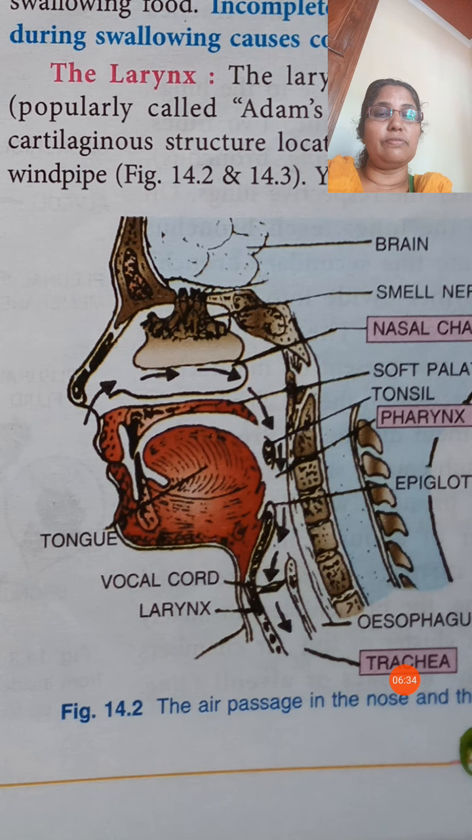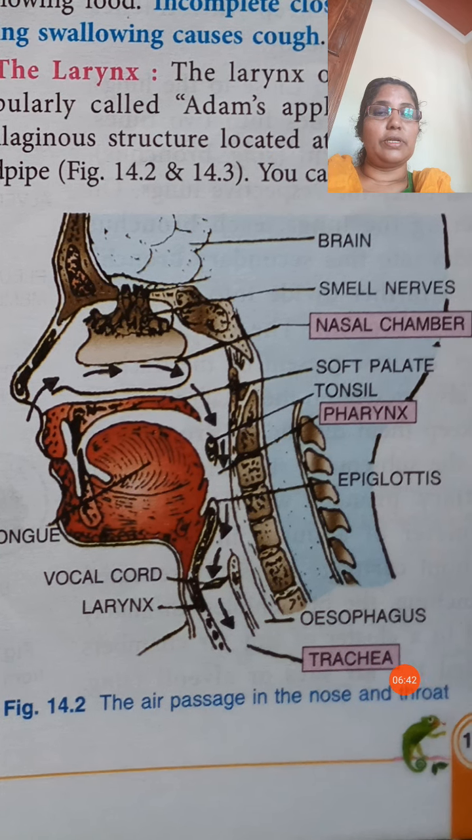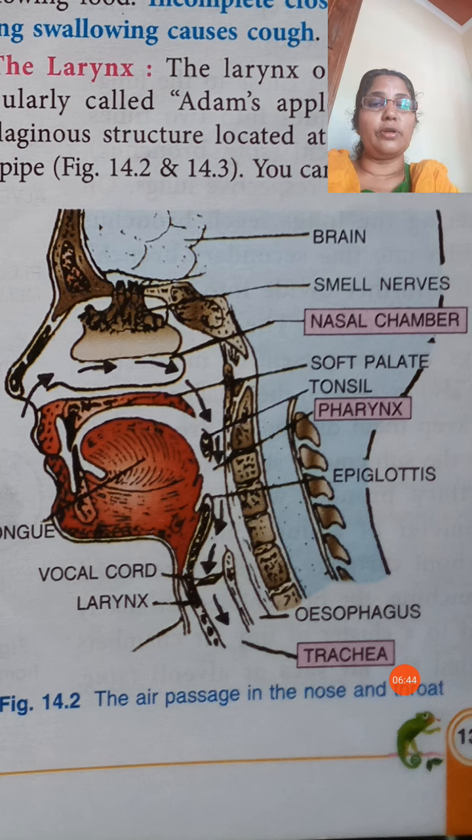the epiglottis will close the windpipe or trachea. Trachea will be closed by the epiglottis, so that the food will not enter into the windpipe or the lungs. If any food particle goes into the lungs, that may cause the death of the person. We should be very careful.